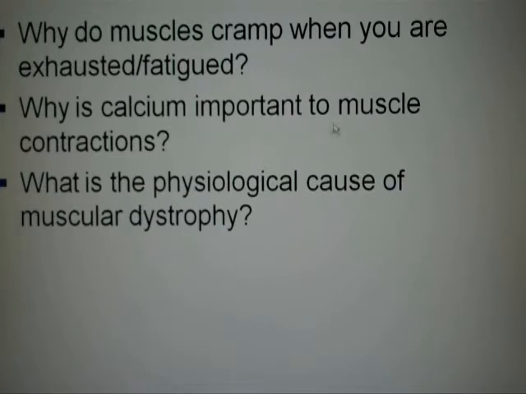Why is calcium important to muscle contractions? Because calcium exposes the binding sites, allowing the muscles to contract. What is the physiological cause of muscular dystrophy? Too much calcium being released, destroying the cells, and then they're replaced by scar tissue or fatty tissue, and then you get weaker and weaker and weaker.